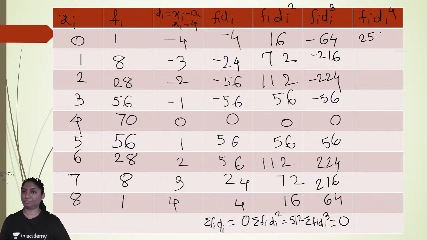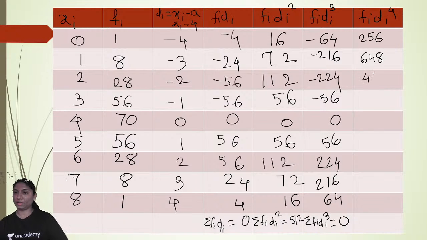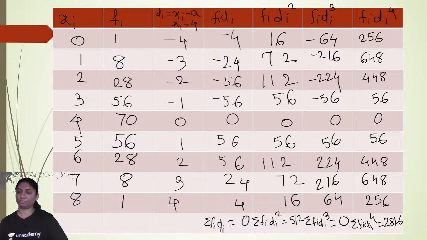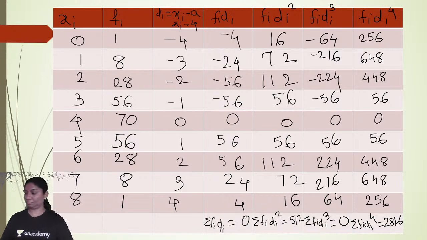For fi di raised to 4 the values are 256, 648, 448, 56, 0, 56, 448, 648, 256. The summation of fi di raised to 4 is equal to 2816. Summation of fi is equal to 256.